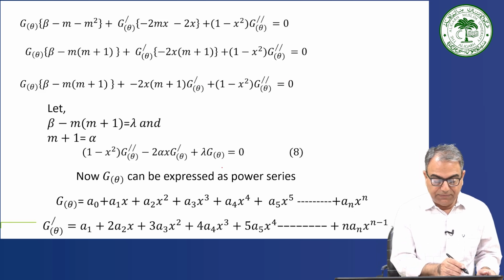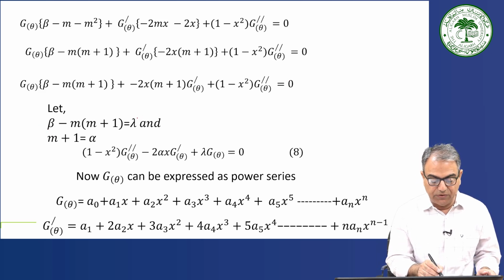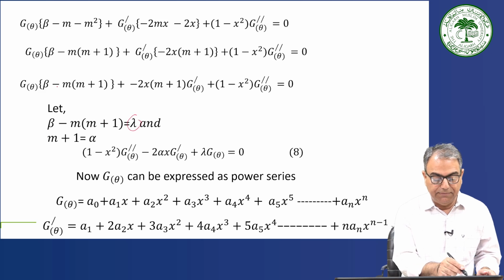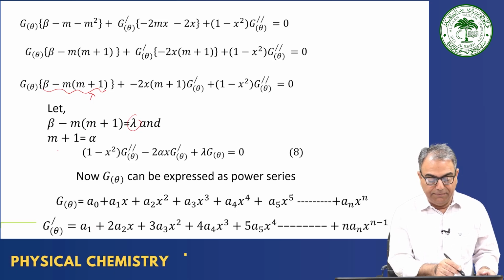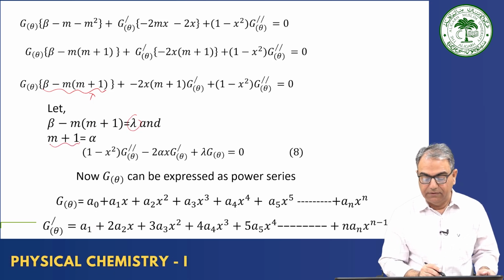Now we suppose beta minus m into m plus 1 is equal to lambda. Beta minus m into m plus 1, we suppose this to be equal to lambda. Okay, and m plus 1 is equal to alpha. M plus 1 is equal to alpha.